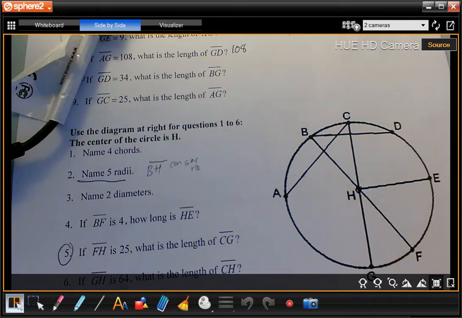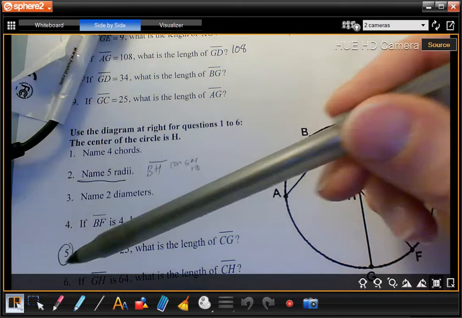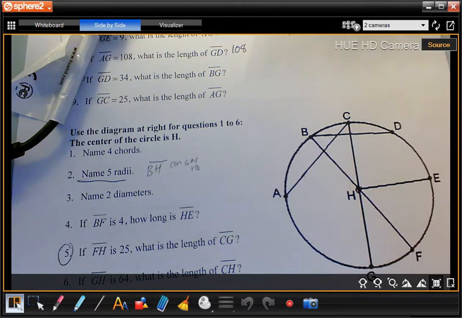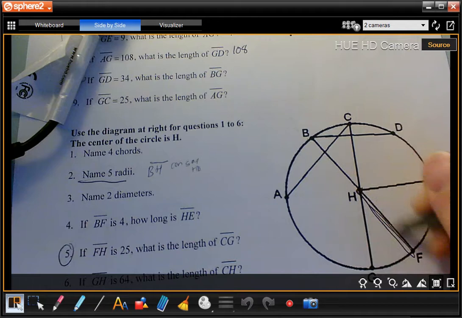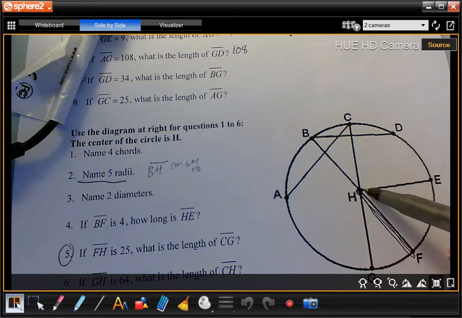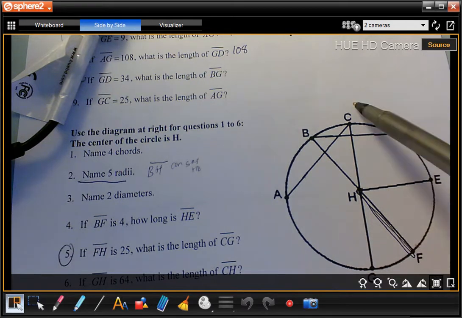But it doesn't matter in which order you write the letters. We're going to look at number 5. If F to H is 25, what is C to G? Now, if we look right here, F to H is for sure a radius. It goes from the outside of the circle to the middle. Okay? If that's 25, what is C to G?